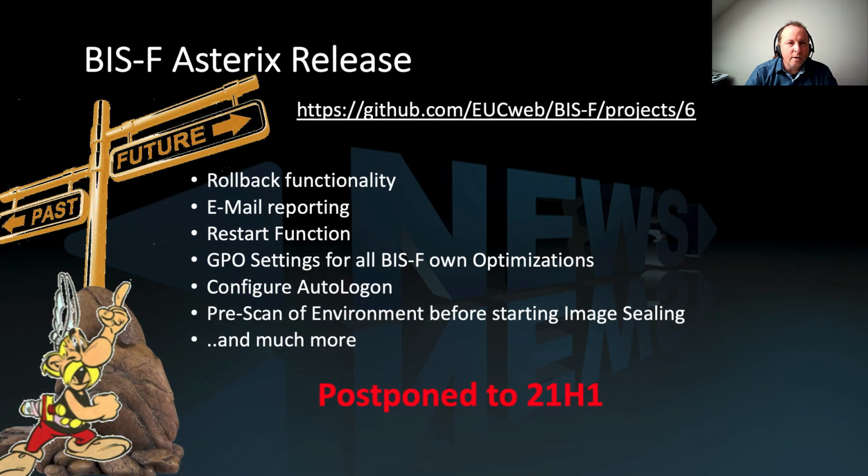So a little bit of a look into the future releases that are coming next year, hopefully in the first half of the year. First of all, I will be working on the rollback functionality. That means all the files that are deleted through the BIS-F sealing step for antivirus, for example, and all the registry items that must be modified, will also be stored in an XML file, and the files will be stored in a zip file that can be used for a rollback functionality. Currently that is not implemented, but I think it is very useful and has been requested many times by my customers.